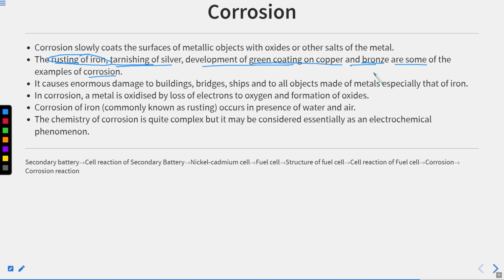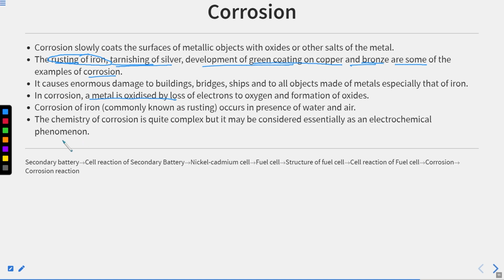Now in corrosion, what happens is that a metal is oxidized. Because we know that if we are taking silver, copper or iron, that is the pure form, and the oxidation state will be 0. And you know very clearly that a metal cannot go to a negative oxidation state. So it has a tendency to lose electrons only, or to get oxidized only. So when they form oxides or other salts, they lose their electrons and go to their oxidized state.